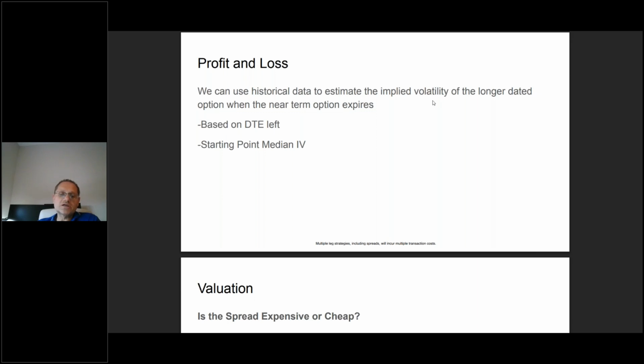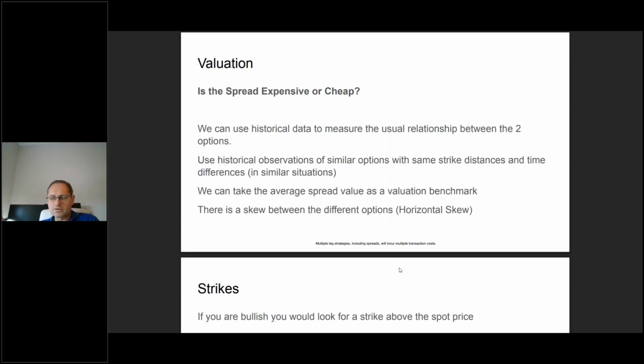So in our case, we take the median implied volatility, the implied volatility where, if we look at all the historical observations that we captured, we say, okay, half the implied volatilities are above this amount, half are below. So we'll use that as our starting point estimator to calculate the potential profit and loss of this strategy. And another important thing, so that's trying to calculate the potential risk and reward.